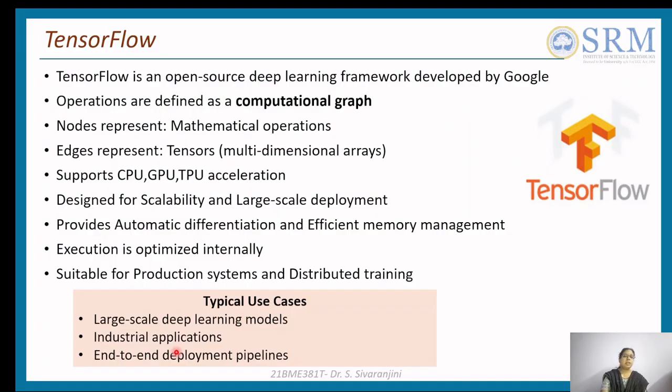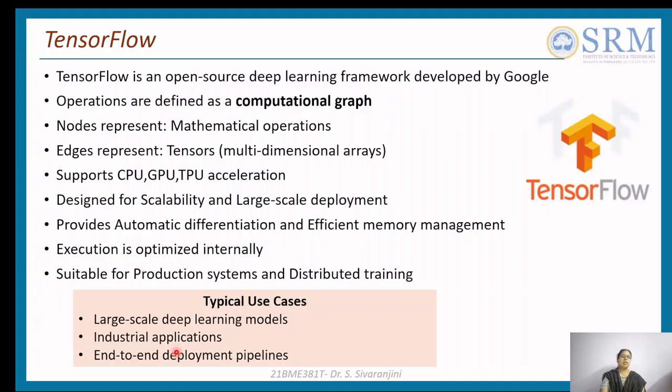So what deep learning libraries are available for us to work on? One of them is TensorFlow. TensorFlow is an open source deep learning framework developed by Google. Its operations are defined as computational graphs. We have nodes and edges, where the nodes represent mathematical operations and the edges represent the tensors, the multi-dimensional arrays. The major advantage here is that it supports CPU, GPU, and TPU acceleration.